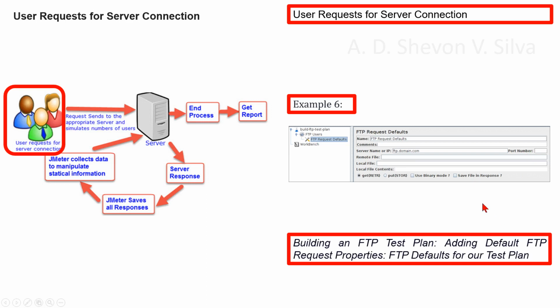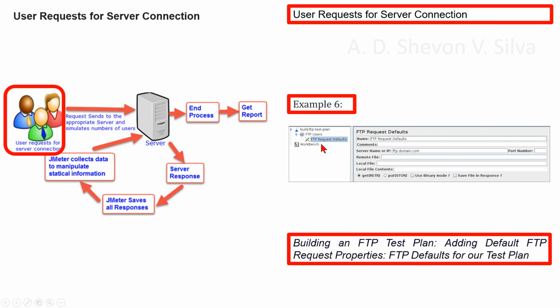Now we are considering adding default FTP request properties in building an FTP test plan. Here you can see the defaults for our test plans. After defining the users, it's time to define the task that they will be performing. Here you will specify the default settings for your FTP request, and then you will add an FTP request element which uses some of the default settings you specified here.